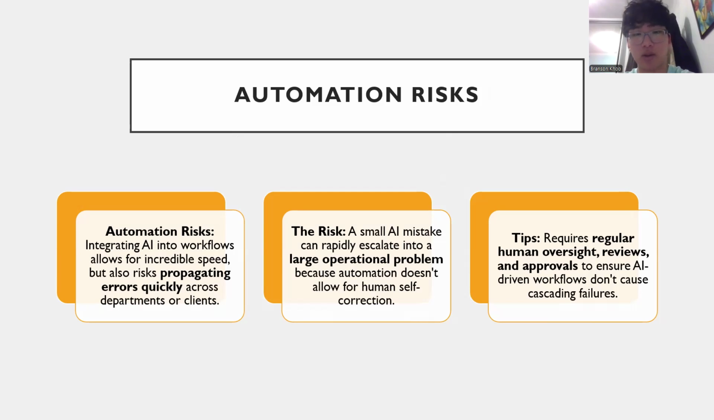Automation doesn't give errors a chance to self-correct, so human oversight is absolutely essential. Regular checks, reviews, and approvals are needed to ensure AI-driven workflows don't escalate small mistakes into large operational problems.